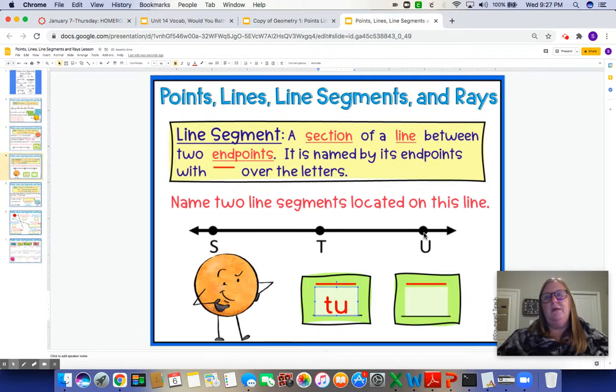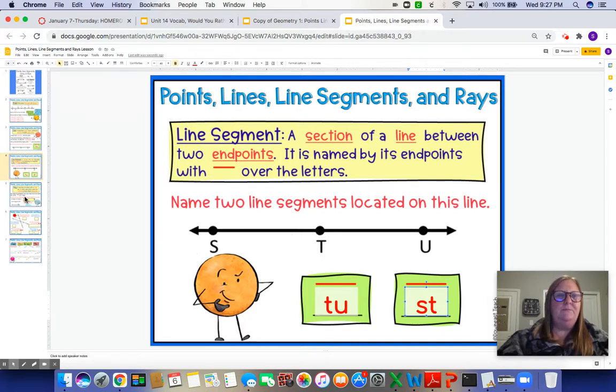We could also name it UT, right? And we could also name it ST. S and T. That's just a little section or segment of a whole line. So it's called a line segment. And it has a line over it. Notice it doesn't have arrows because this line segment doesn't go on forever. It's just that little tiny section.